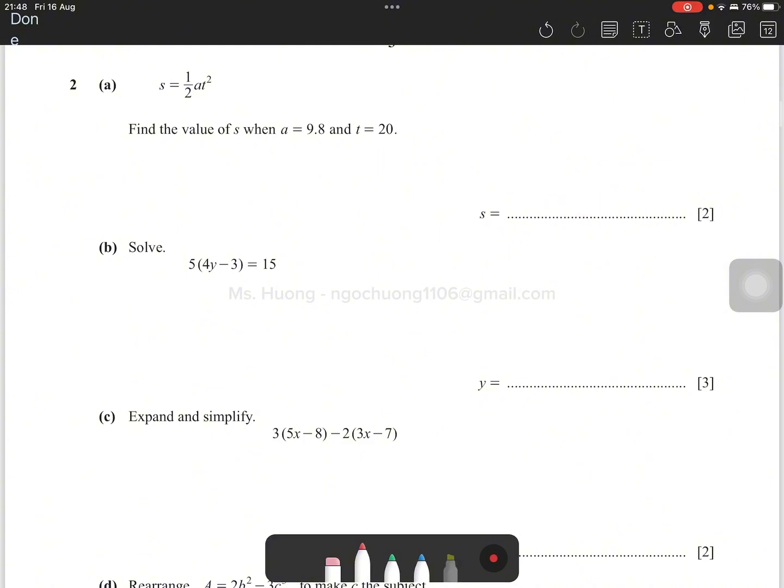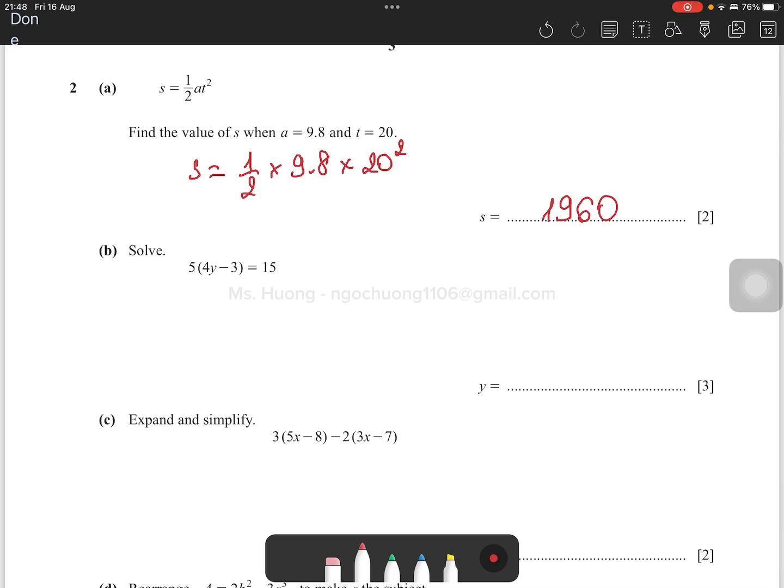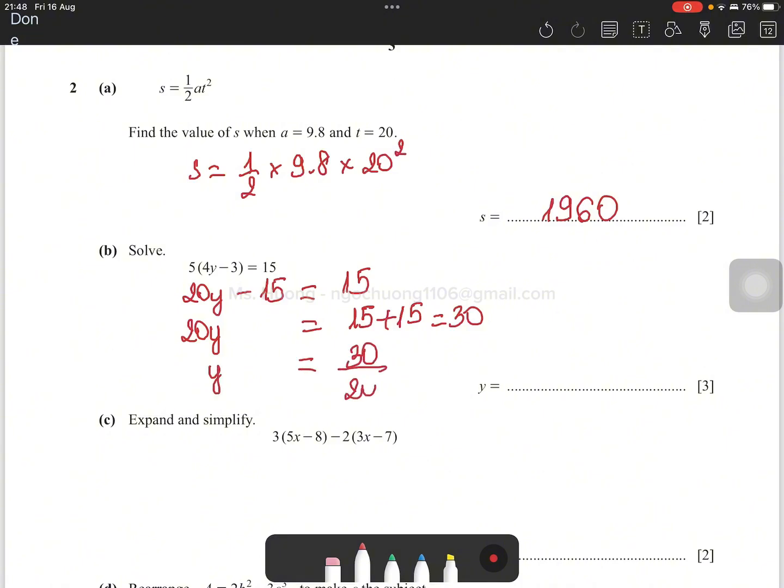You can expand the brackets. 5 times 4y equals 20y. 5 times 3 is 15 and then equals 15. Now we need to add 15 to both sides. So 15 plus 15 is 30. Finally, we divide both sides by 20. 30 divided by 20 is equal to 3/2, or we say 1.5.